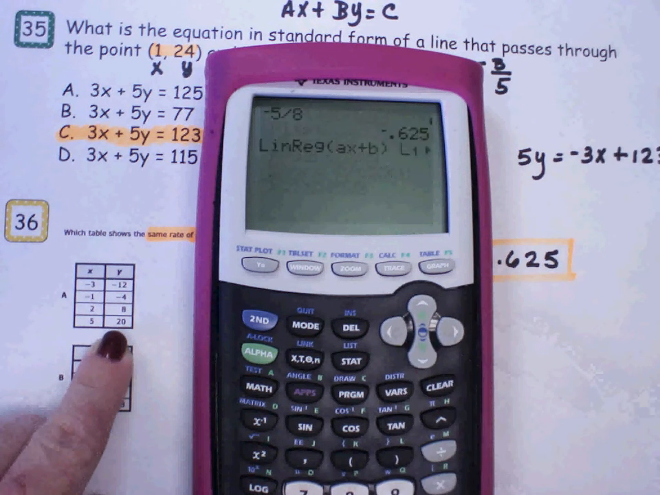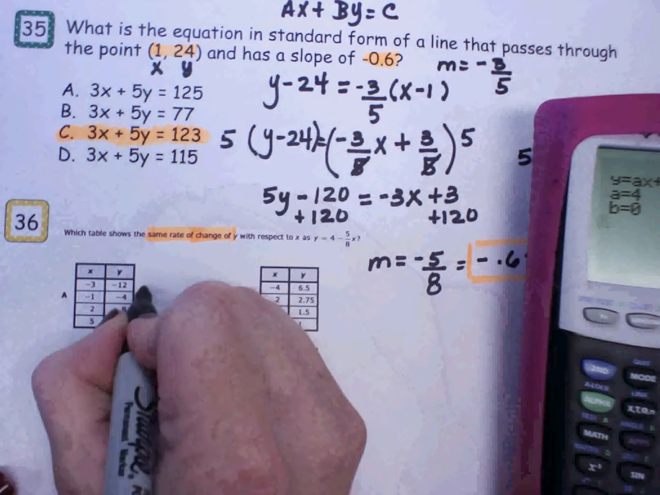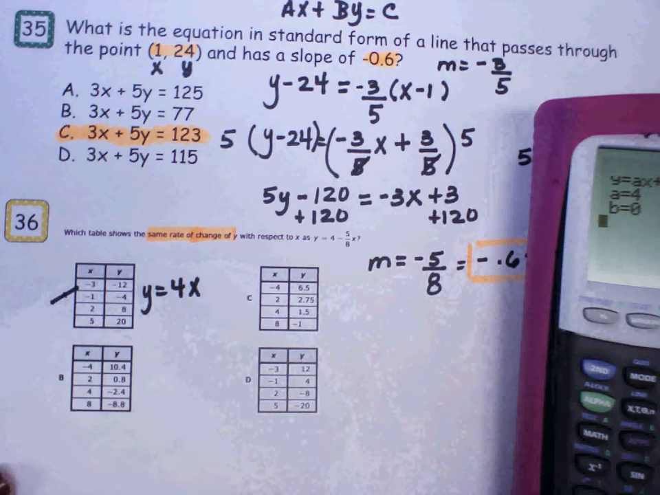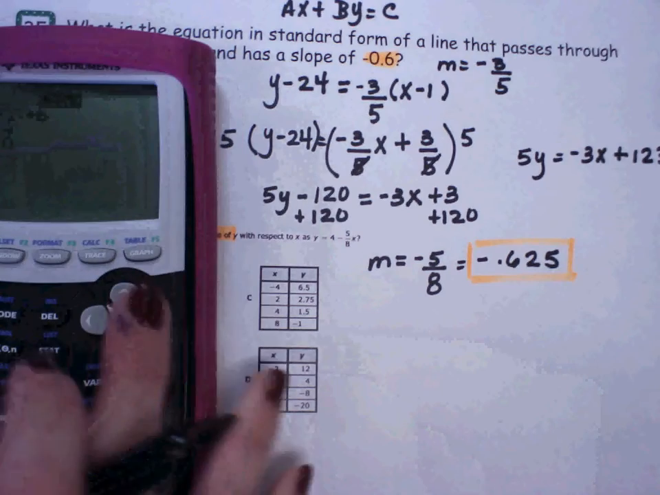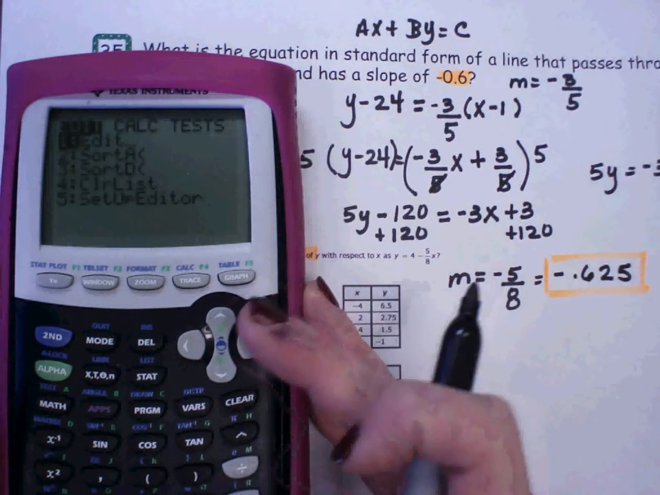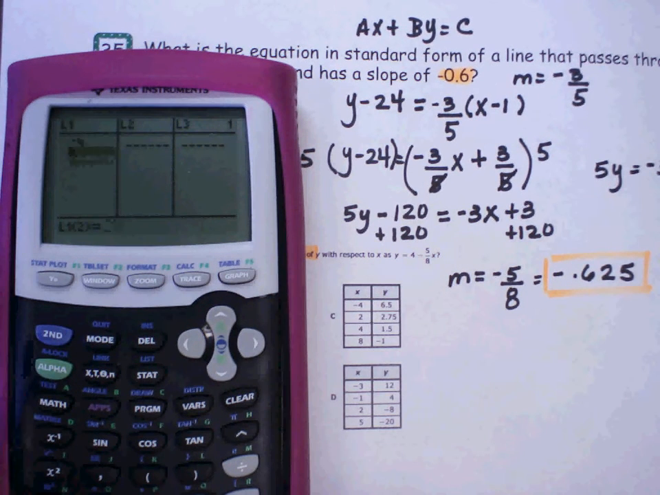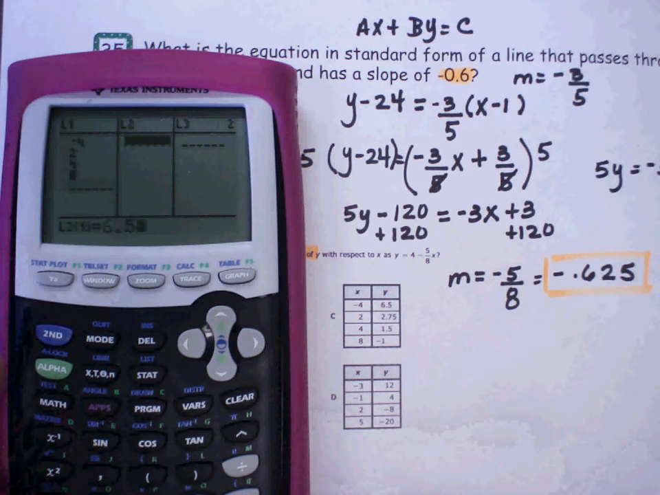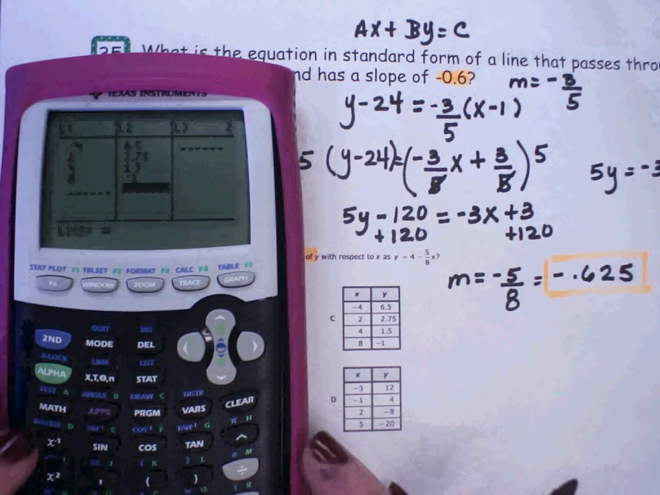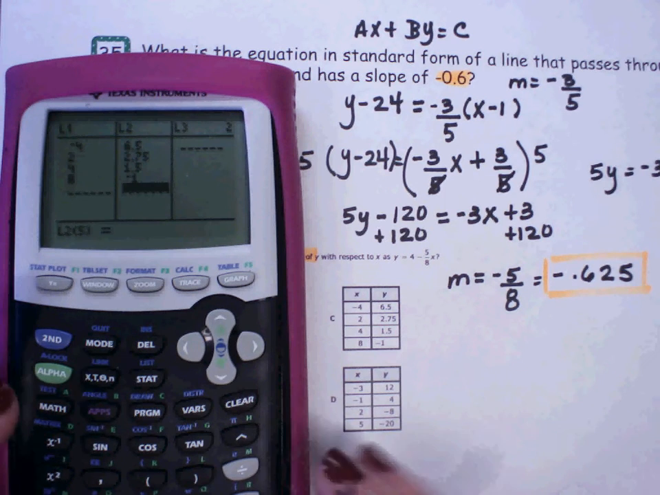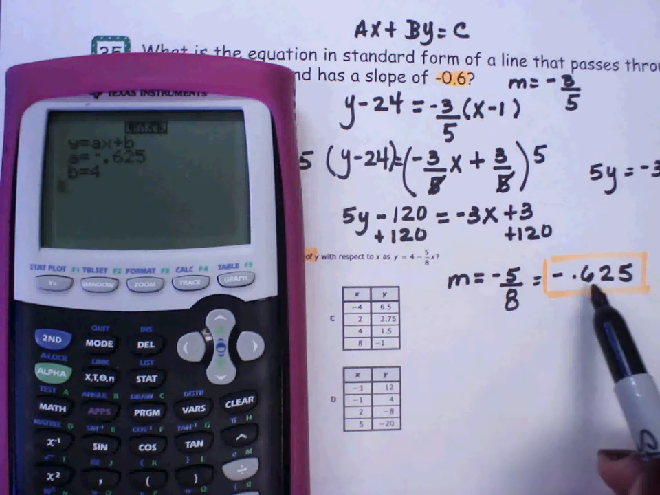Alright, is it A? No, this equation is y equals 4x, right? So it's not A. Is it C? Alright, I'm going to go ahead and do it. So negative 4 to 4 and 8. Stop talking, please. 6.5, 2.75, 1.5, and negative 1, and then you go ahead and do your stat. And yep, there it is, negative 6.25. Very good. So the correct answer was C.